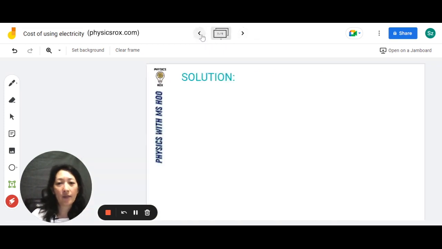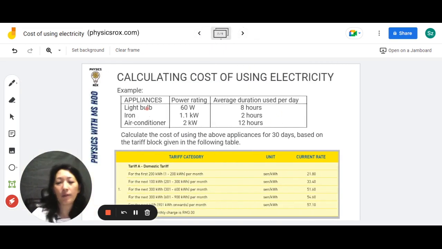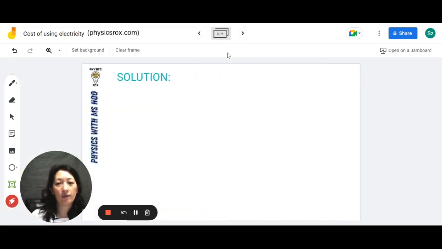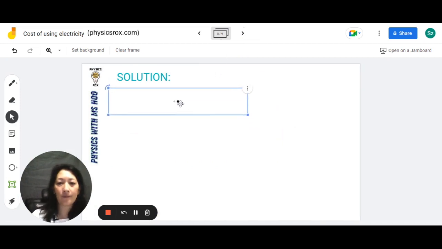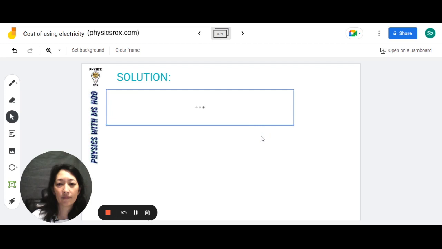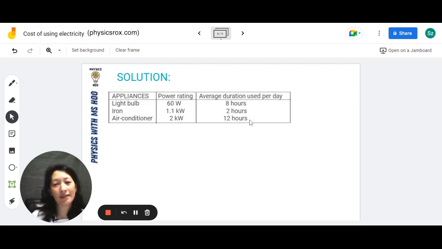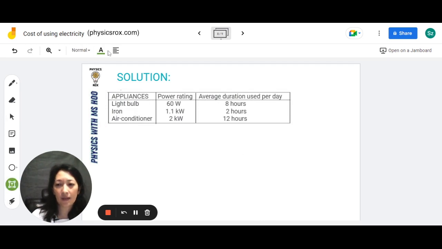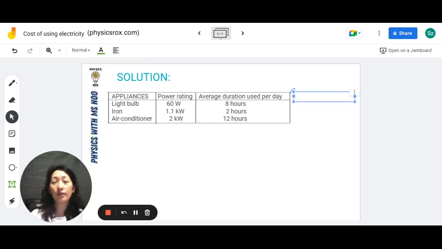We're going to solve this question on the next slide. But to do this, I am going to copy and paste this table to make it easier for us to be able to solve the question. So I'm going to stick that over here. Once this appears, what we should do first, I'm going to put the solution here, let's put it in green. Let's say we need to calculate the number of units used first in total.